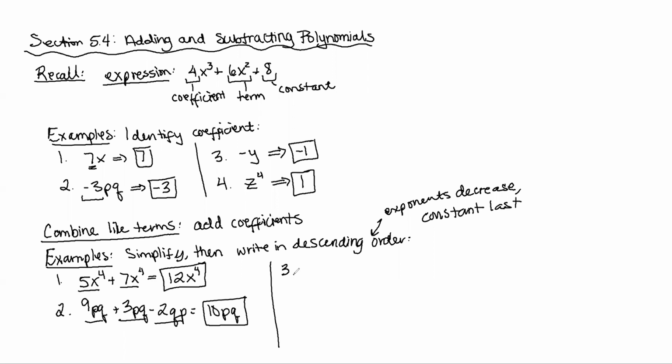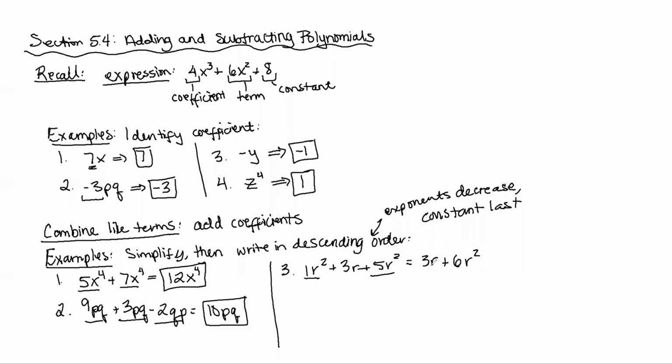Okay, let's try one more where, actually we'll try two more. So this next one we're given r squared plus 3r plus 5r squared. If I just look at the r terms first, we only have one, we have a 3r. And then r squared plus 5r squared, we have 1 plus 5 is positive 6r squared.